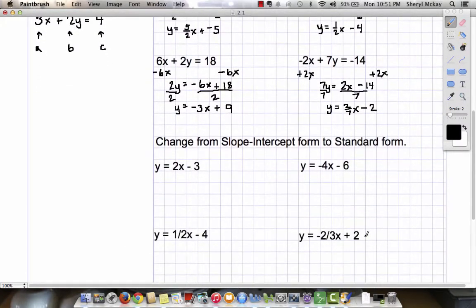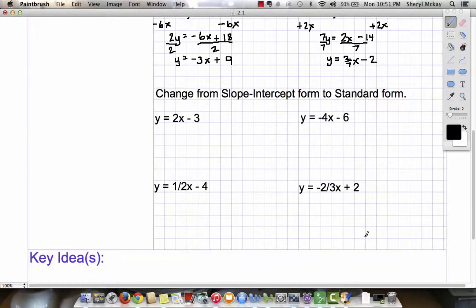What do we do when we want to take something that's already in slope-intercept form and convert it to standard form? Well, we're going to follow the same process. This time though, we're going to move everything around so that it becomes ax plus by equals c. Notice that this time we're going to put the x and the y on one side, and we're going to put the constant on the other side.